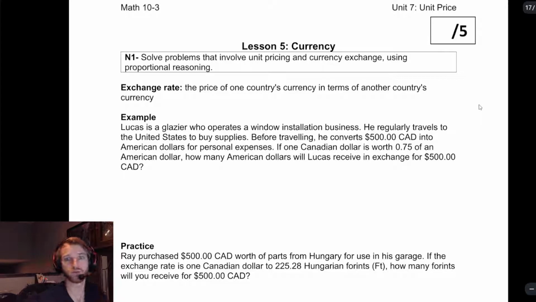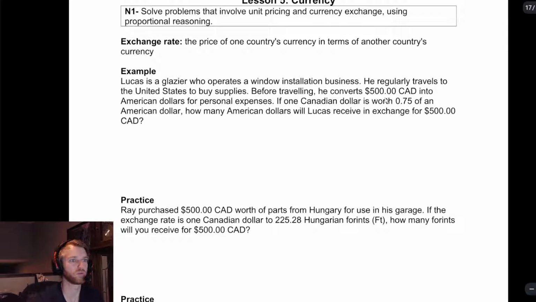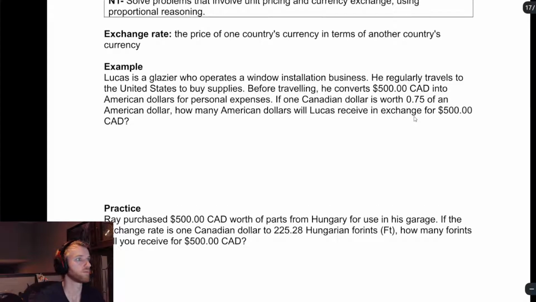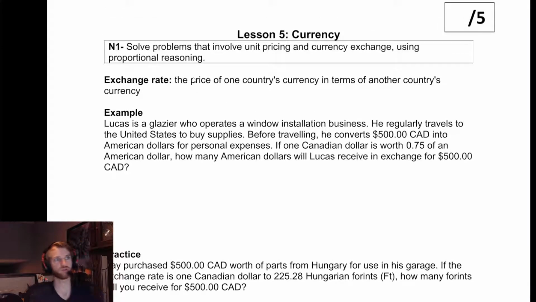All right, so this is our last lesson in our unit price unit. This one is on currency, so it's very similar to what we did in the first lesson. This one, though, is going to give you the conversion rate, so you don't have to Google. This is going off of what's right here. So this is talking about exchange rate, the rate of converting one currency into another. So Canadian dollars into US dollars, or Canadian dollars into euros, or back.